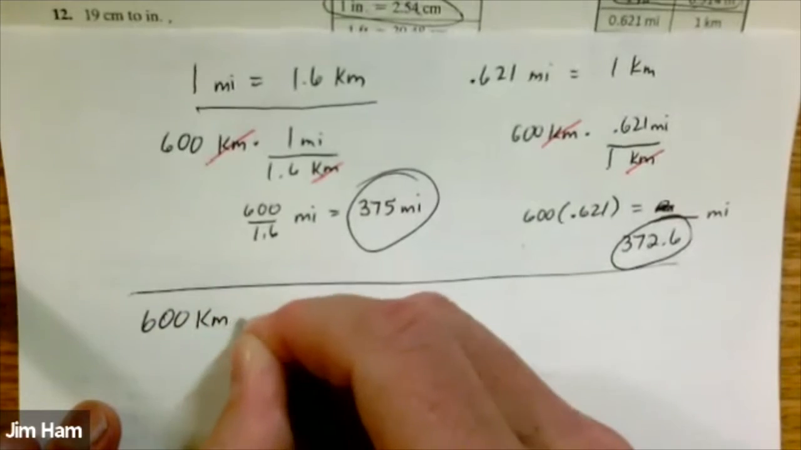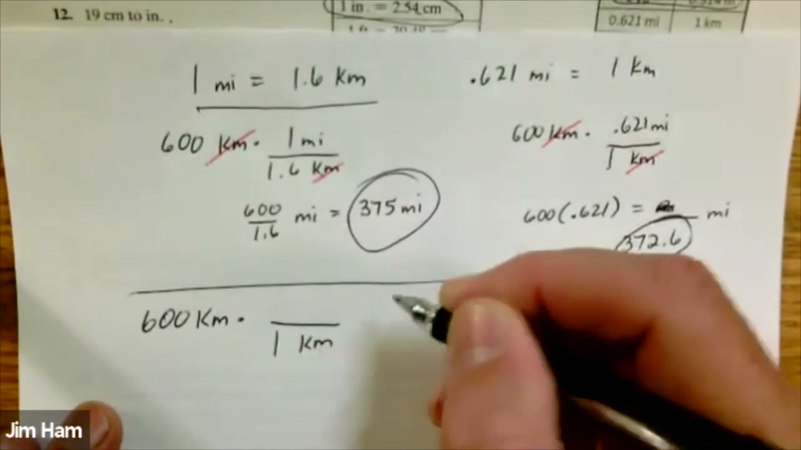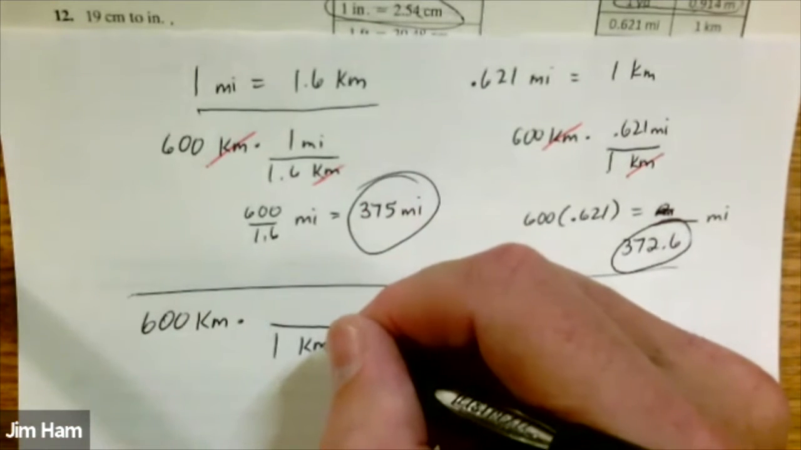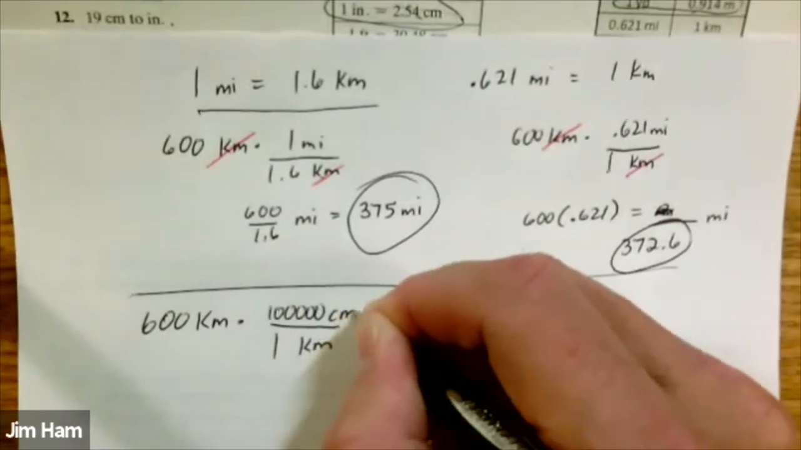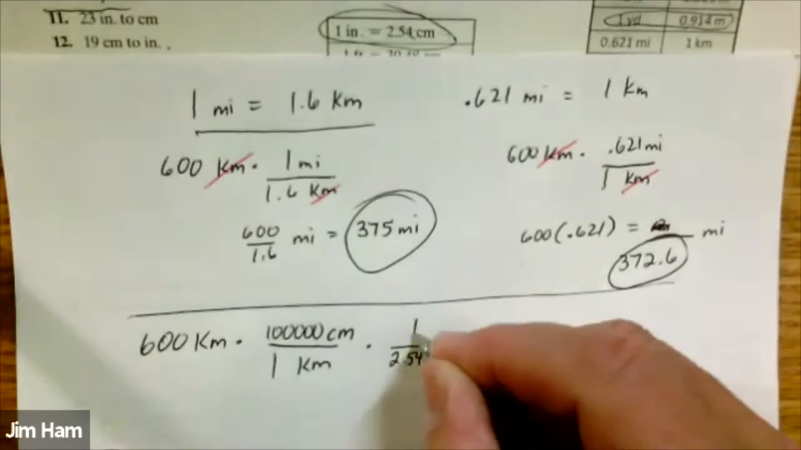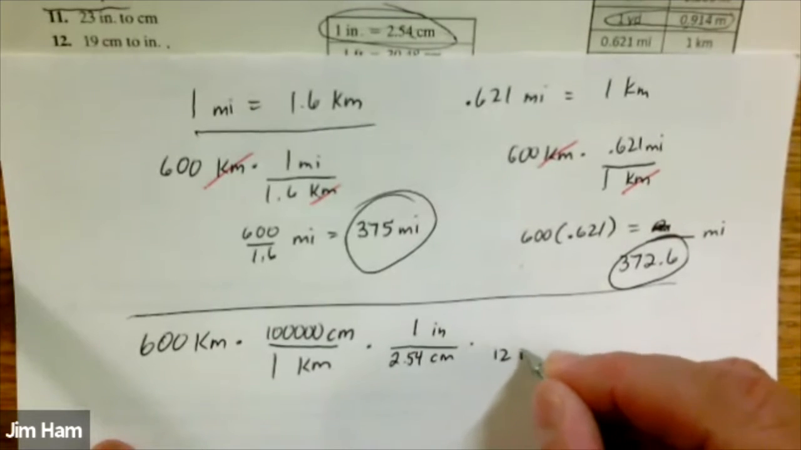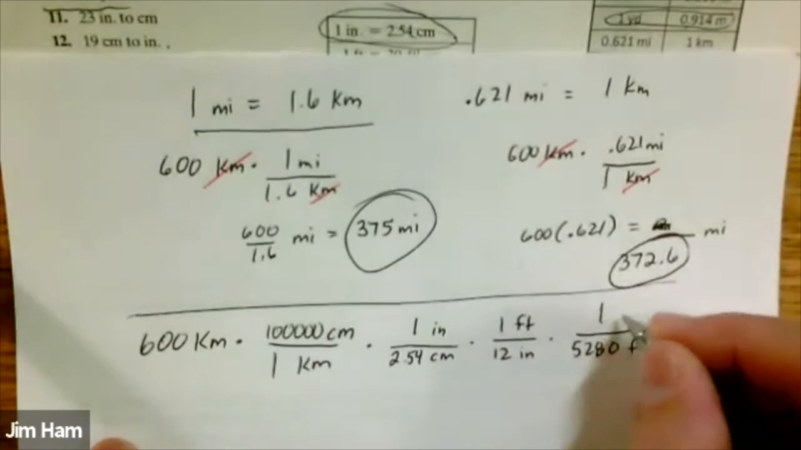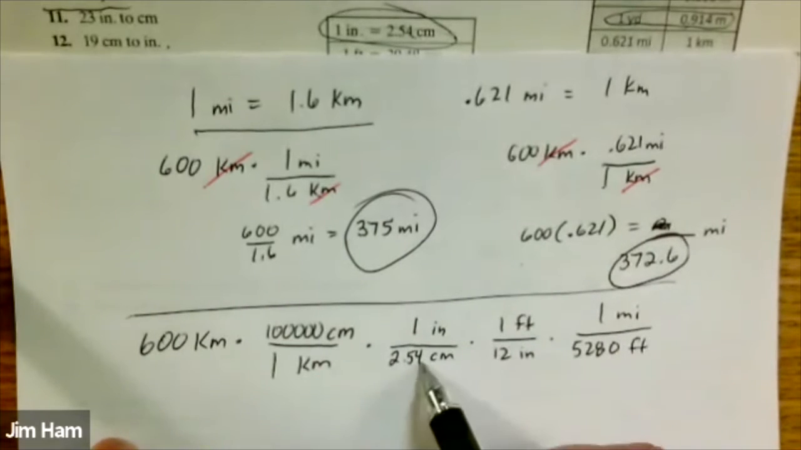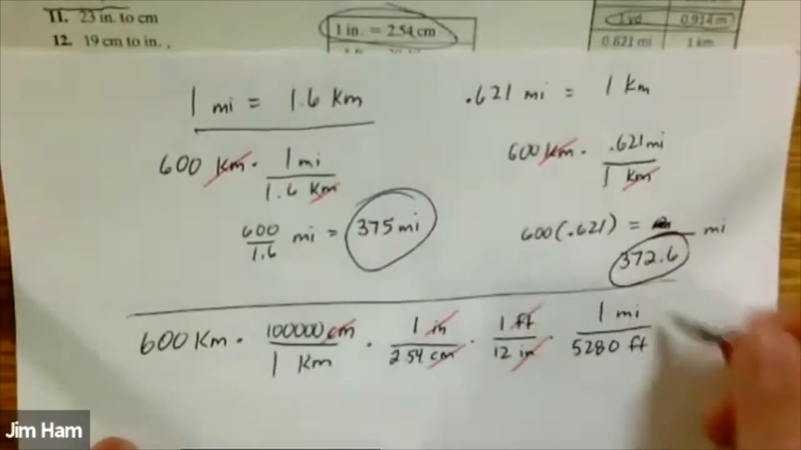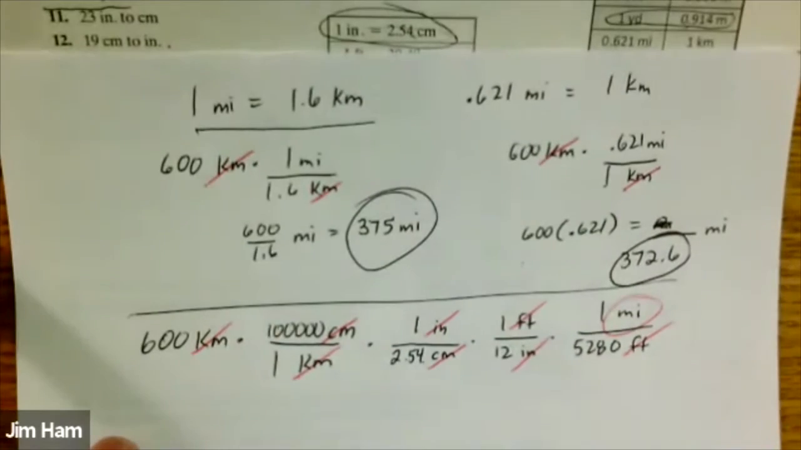For example, 600 kilometers. Well, in 1 kilometer, there are how many centimeters? Many, many, many. All right, so let me just figure this out. There's 1,000 meters and then there's another 100. So it's 100,000 centimeters. I'm looking to apply this one right here. And then in 2.54 centimeters, that's 1 inch. Then there are 12 inches in 1 foot and there are 5,280 feet in 1 mile. So this equals one, this equals one, this equals one, this equals one. All of these equal one, so we're still left with 600 kilometers. But if you multiply all of these, the centimeters cancel, the inches cancel, the feet cancel, the kilometers cancel, and the only unit left is miles.